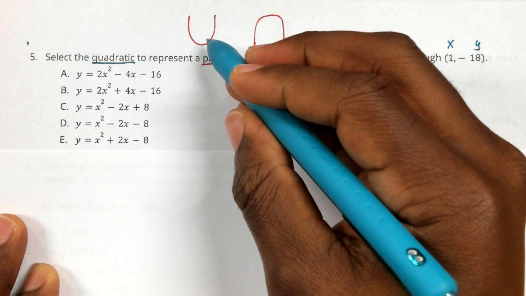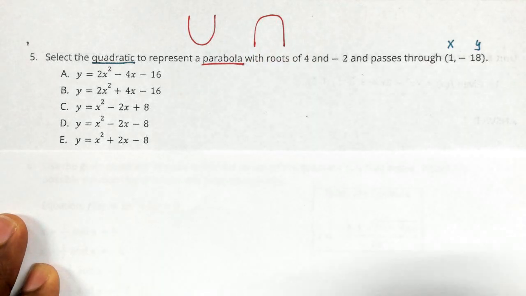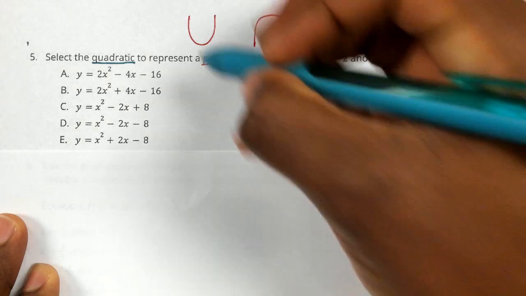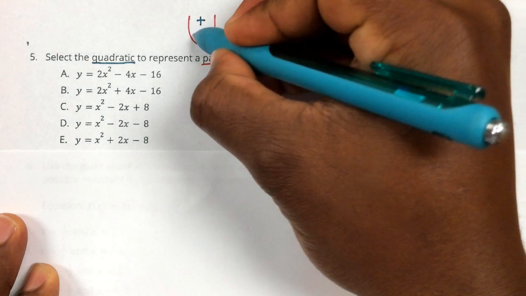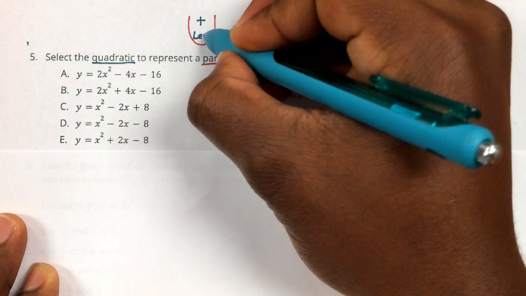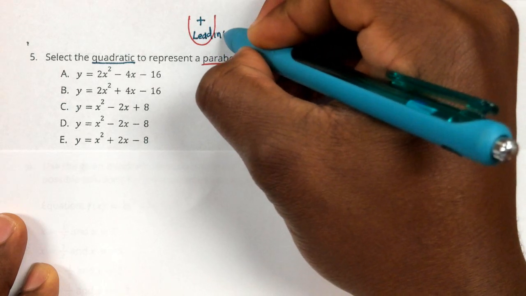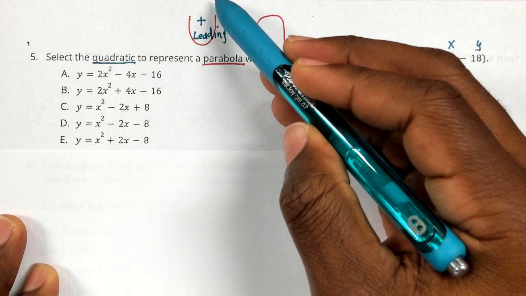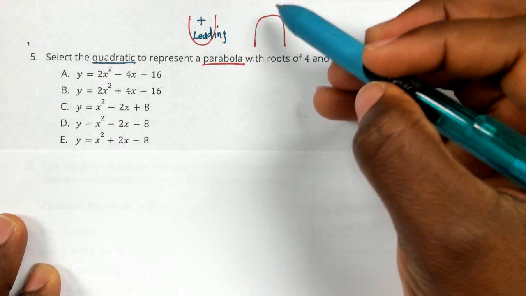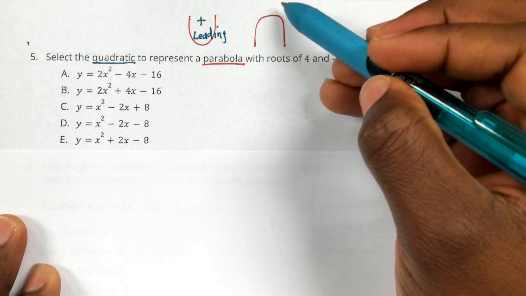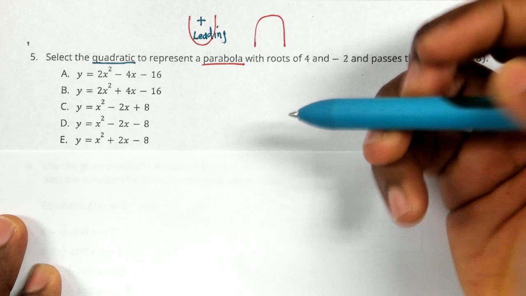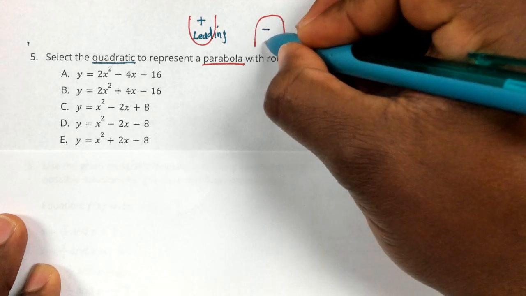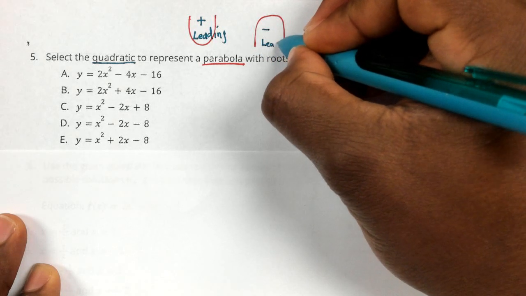Whenever it's a U shape, that means that your leading coefficient is positive. So that means the number in front is positive, because it's facing upwards. Whenever it's an N shape, it's facing more downwards. So that means it has a negative leading coefficient.